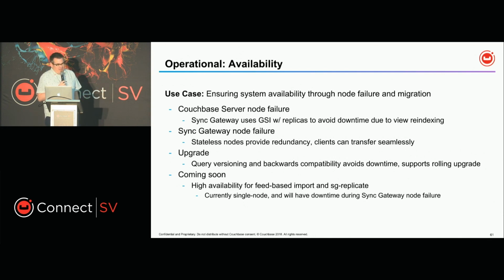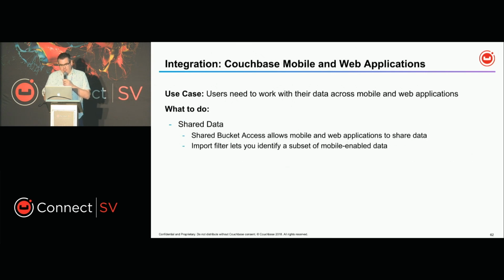And finally, we have a couple of aspects that are still running as single node on Sync Gateway. That's feed-based import and SG Replicate. Currently, those are single node, and if that node goes down, there'll be an interruption until the node comes back up. In an upcoming release, we're supporting failover for those, so they'll be redirected to another node in the Sync Gateway cluster.